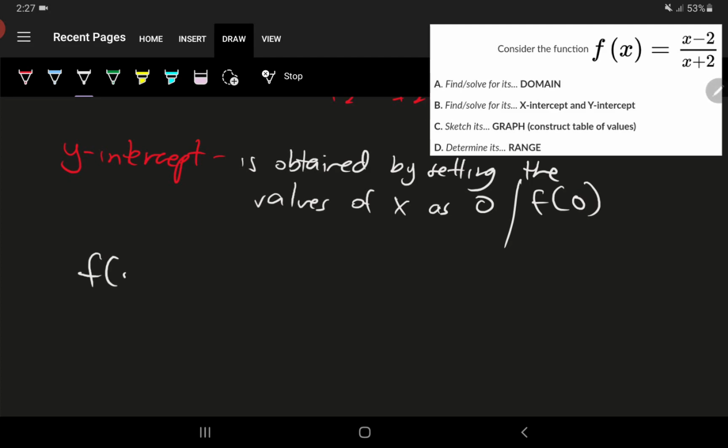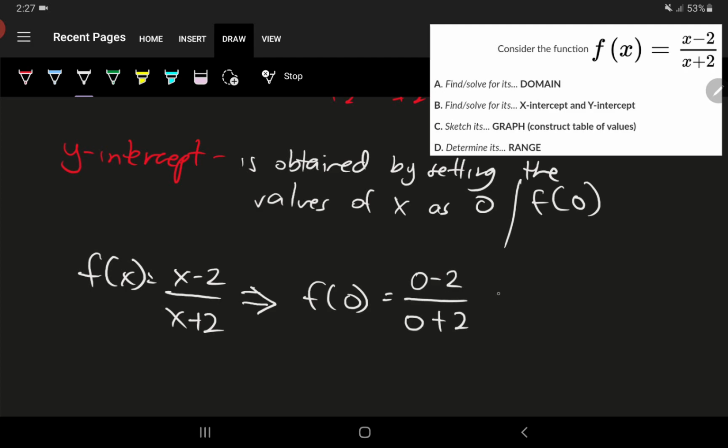So since we have f of x is equals to x minus 2 over x plus 2, okay, so just evaluate with zeros. That is our step. So magiging f of 0. Okay? If that is f of 0, therefore, just replace the values of x as 0. So, therefore, it will give us 0 minus 2 over 0 plus 2. And just simplify, it will give us 0 minus 2 is negative 2, and 0 plus 2 is positive 2. Okay? So, simplify this one. Therefore, the value of y is equals to negative 1.